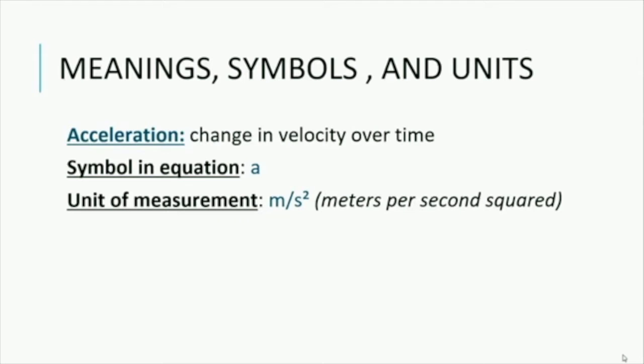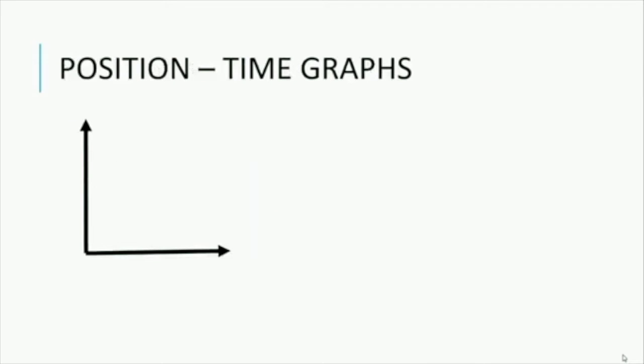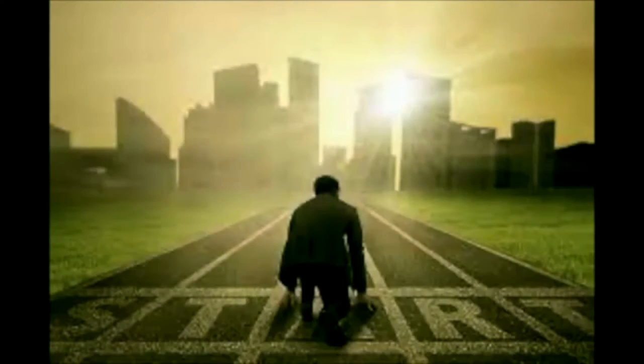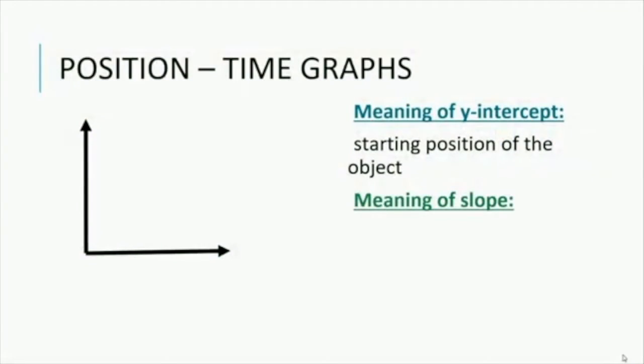Now we're going to take a look at a position time graph. There's two very important things that we want to know when looking at a position time graph. The first being the y-intercept. The y-intercept of any graph is going to tell us the initial condition. In this specific problem, it's going to tell us the starting position of an object. The next thing we want to note about a position time graph is what the slope is telling us.